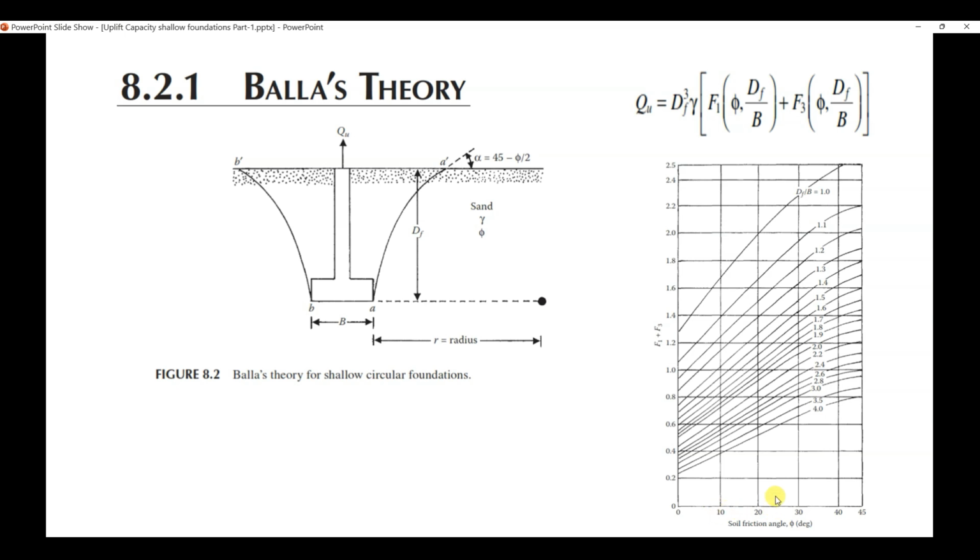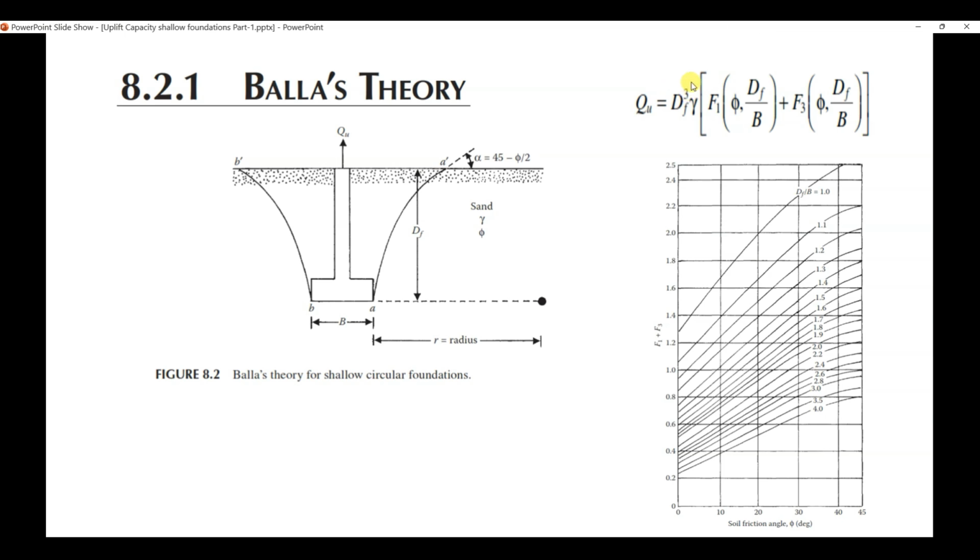So for an example, if your foundation depth is, say, 1.5 meter, your footing width is also 1.5 meter, then you get Df over B equals 1. Say this line then is of particular interest for us. Okay, so you have sandy soil. Say that you have your phi equals 30 degree. So this vertical line intersects this curve at this point. So you will have a value of F1 plus F3 equals close to 2.3 maybe, or 2.28, something like that.